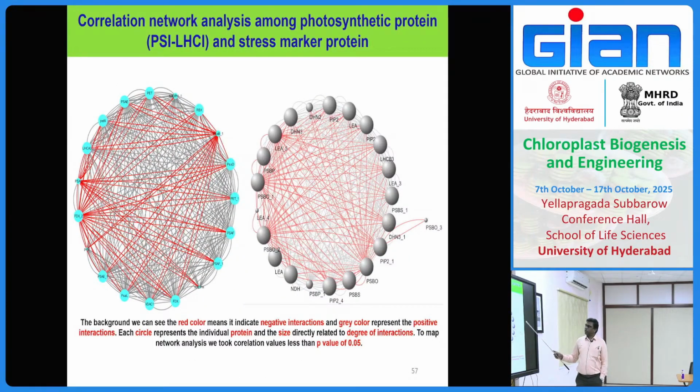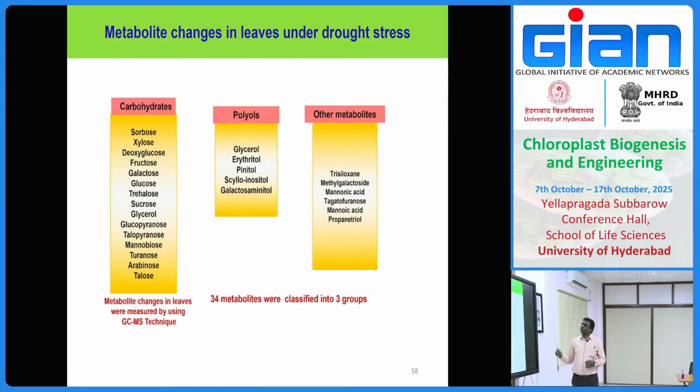We did a lot of network analysis, which tells about whatever the proteins and genes are, how much interaction there is from one protein to another, which you may know much better than me. Okay, we did all the metabolomic analysis. We have identified 35 metabolites in 3 groups. All these groups were significantly increased in drought stress. You can see this in carbohydrates, polyols, and other metabolites.